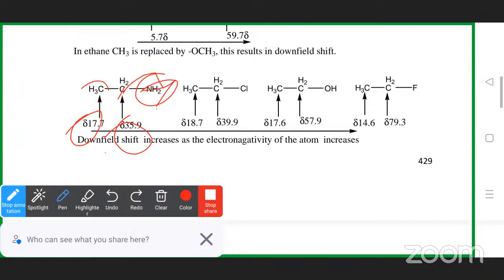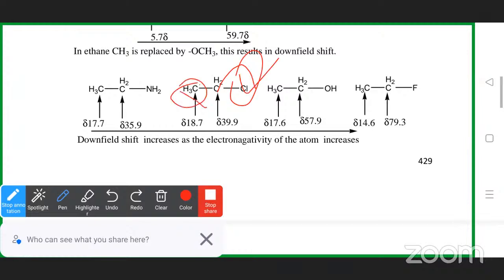In the same way, in chloroethane, you can see this carbon is showing a 39.9 delta value, and this one is 18.7. This difference is because this carbon is directly attached to the more electronegative chlorine, and this one is not directly attached to the chlorine. Same criteria. And this carbon is attached to fluorine here, so we have 79.